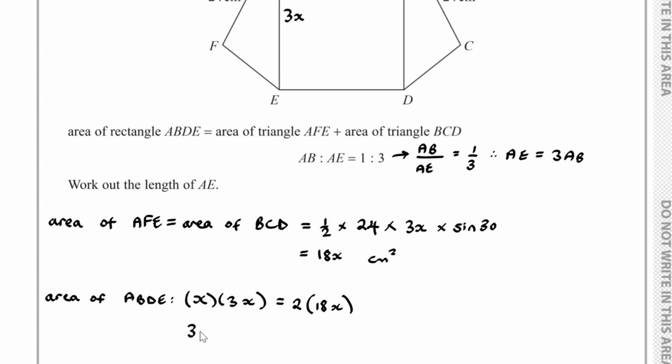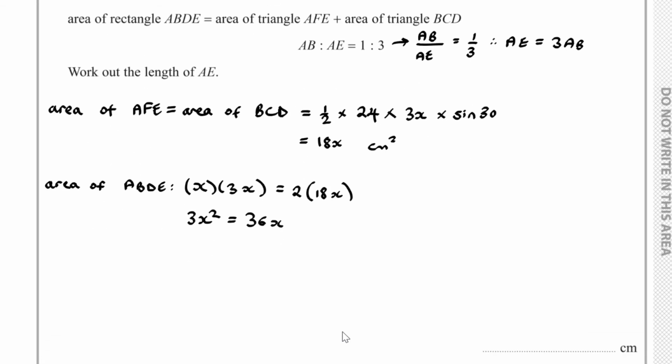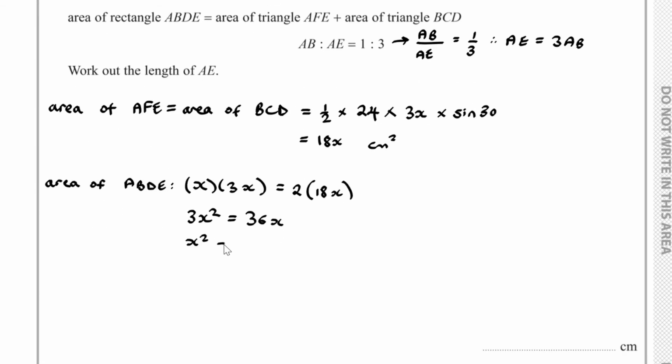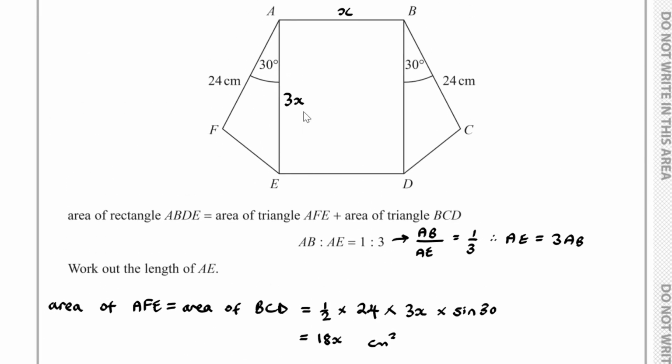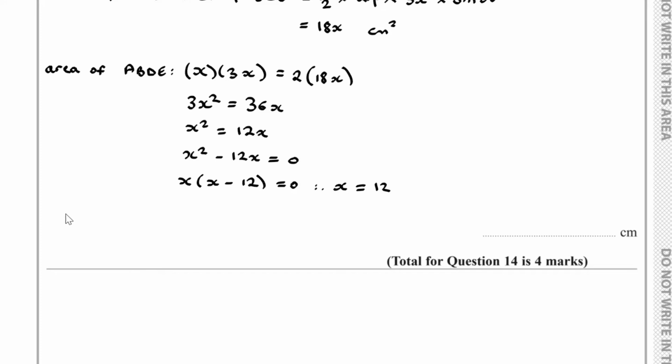So we have 3x squared equals 36x. x squared is equal to 12x. So we have x squared minus 12x, which is equal to 0. Factorising, we have x lots of x minus 12, which is equal to 0. So in other words, x is equal to 12. And therefore the length AE is equal to 3x. So here we have 3 lots of 12, which is 36.